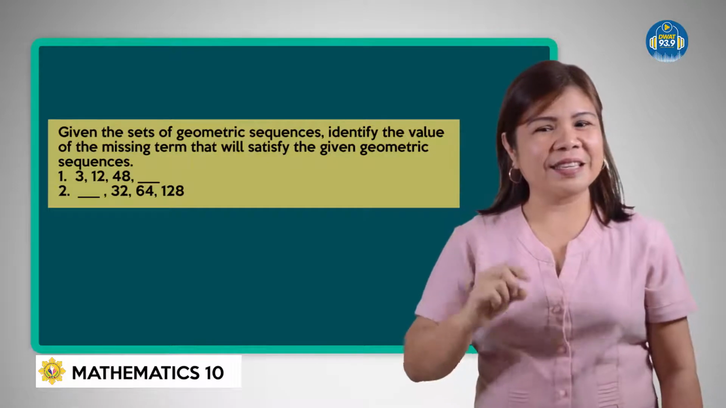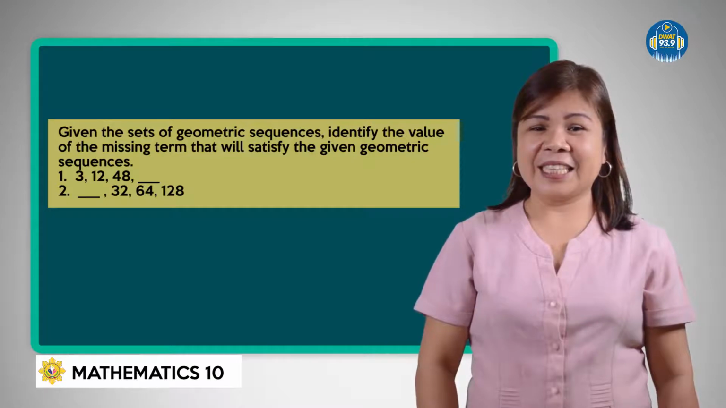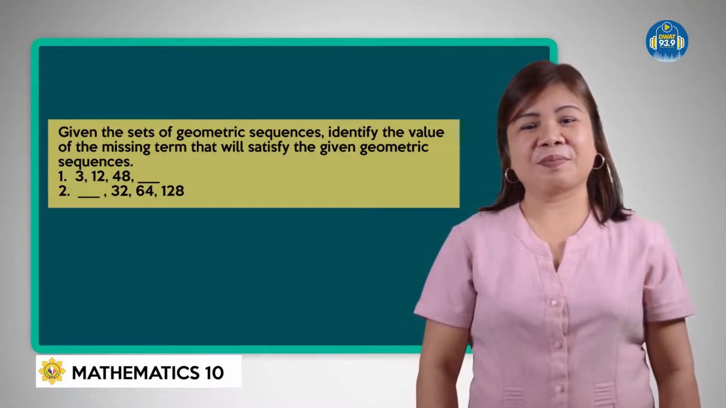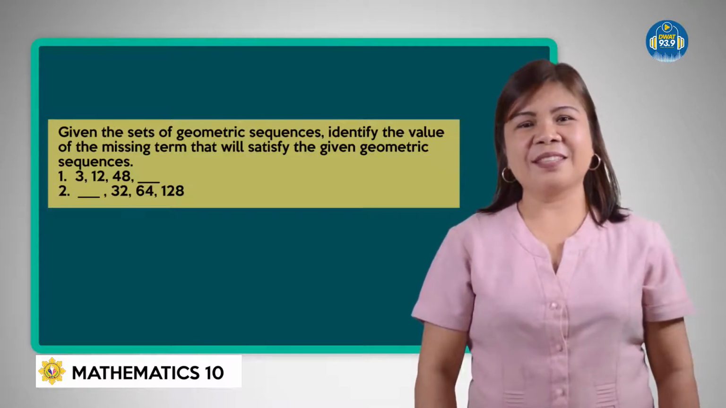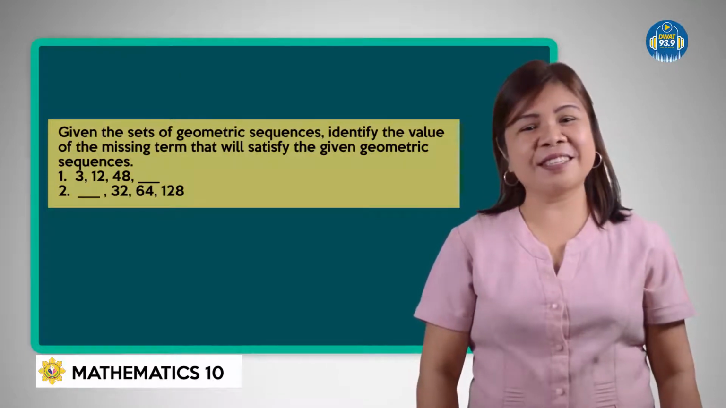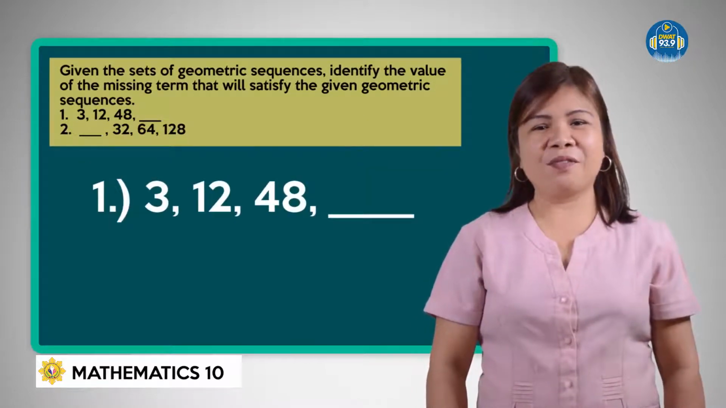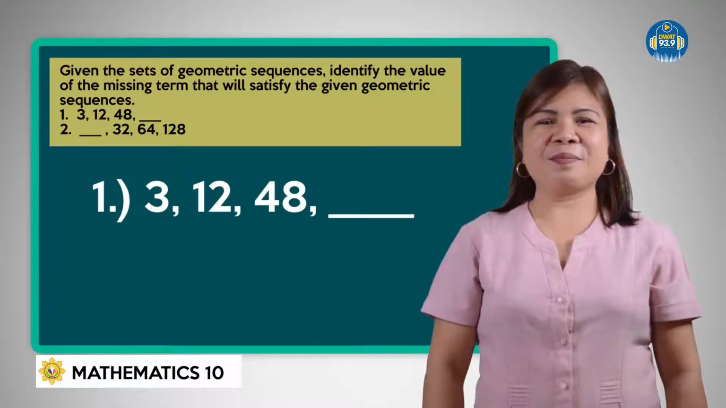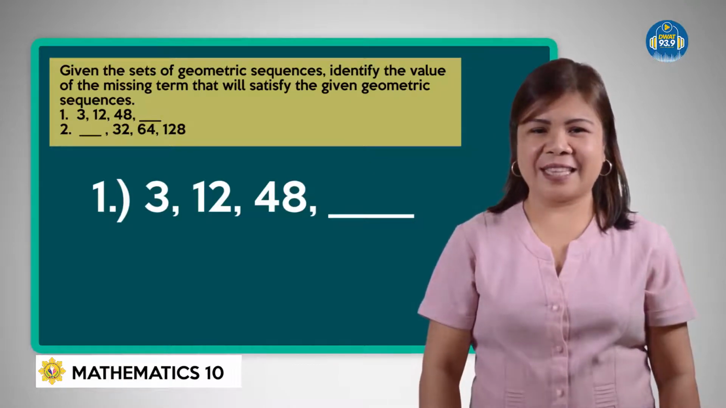Number 1, 3, 12, 48. So what's the 4th term? Second, first term, 32, 64, 128. So what's the first term? For number 1, we have 3, 12, 48. Then what's next? The missing term is a succeeding term and comes after 48.